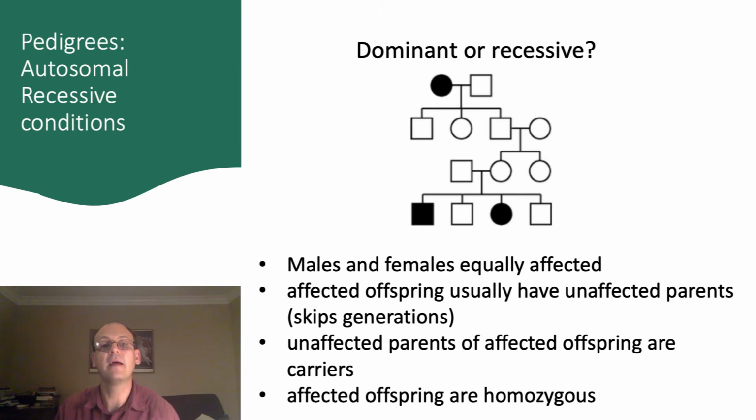In this pedigree, males and females are approximately equally affected. Affected offspring do have unaffected parents. You can see this in the parents of the last generation. If we were interested in writing the genotypes on the pedigree, then we could immediately identify the parents in the third generation as carriers, or heterozygotes.